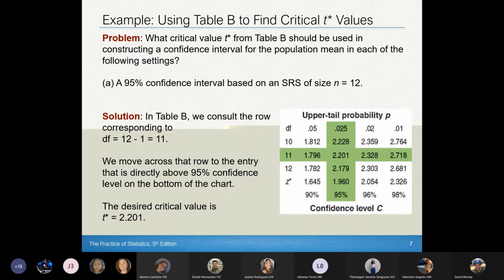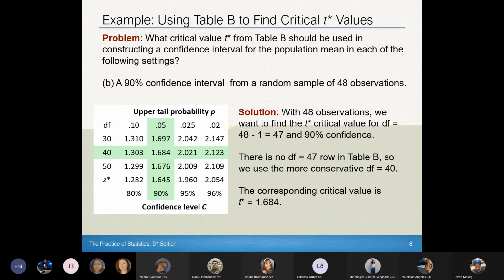Again, this is describing that. We move across that row to the entry that is directly above the 95% confidence level on the bottom of the chart. The desired critical value is t star equals 2.201. So this would be the critical value we would then use when calculating our interval for a 95% confidence interval. We'll see an example of this.